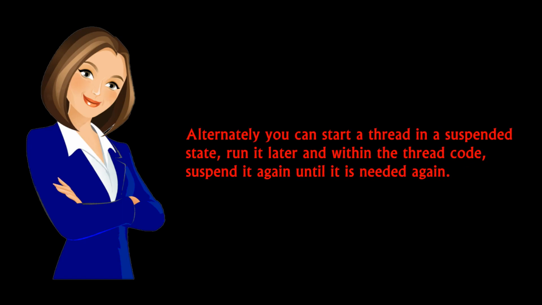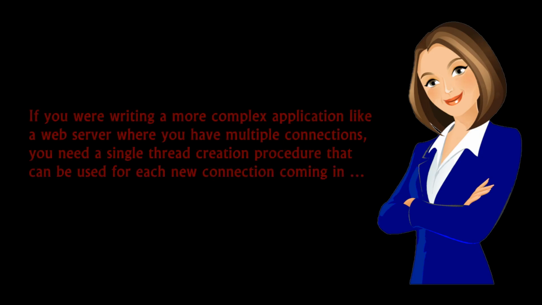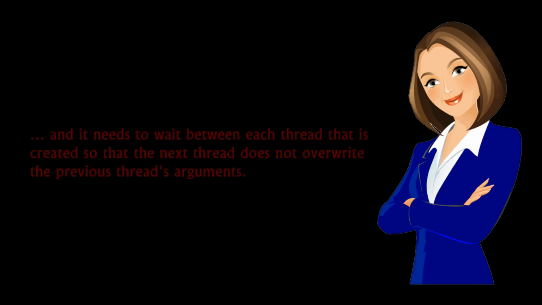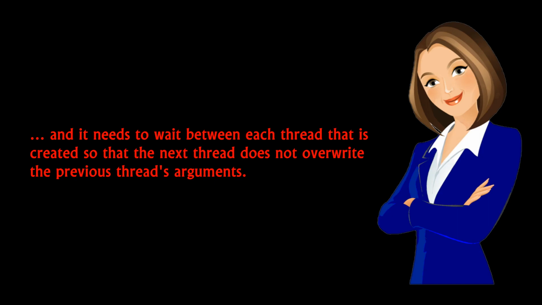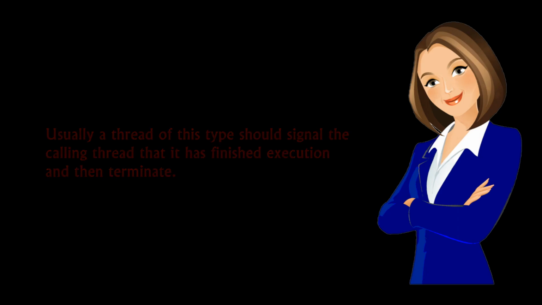Alternately, you can start a thread in a suspended state, run it later, and within the thread code, suspend it again until it is needed again. You would use a design of this type if you need to be able to run it multiple times. If you were writing a more complex application like a web server, where you have multiple connections, you need a single thread creation procedure that can be used for each new connection coming in, and it needs to wait between each thread that is created so that the next thread does not overwrite the previous thread's arguments. Usually a thread of this type should signal the calling thread that it has finished execution, and then terminate.